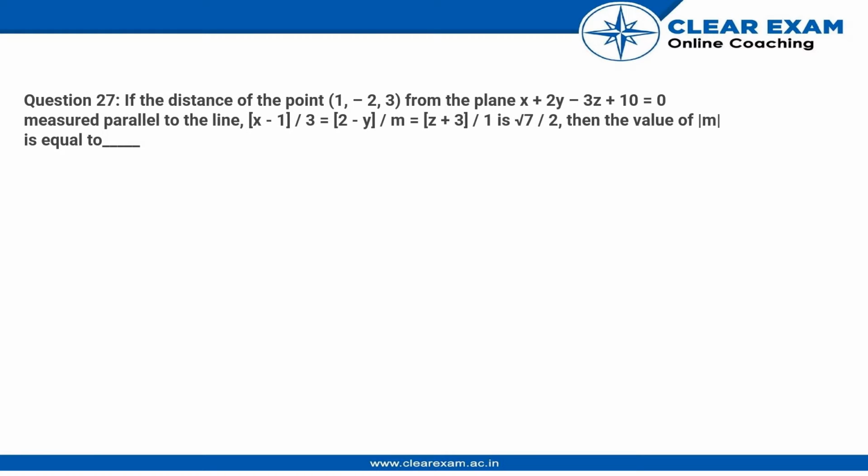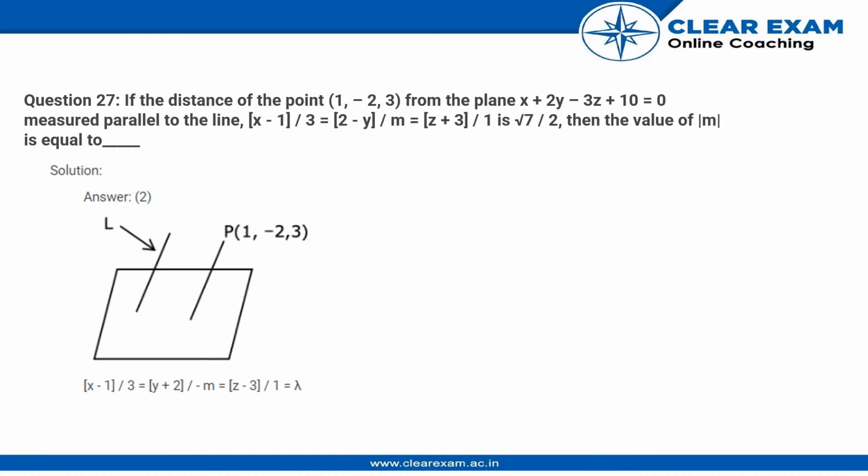Hey guys, here is a question. If the distance of the point (1, -2, 3) from the plane x + 2y - 3z + 10 = 0, measured parallel to the line (x-1)/3 = (2-y)/m = (z+3)/1, is root 7 by 2, then the value of |m| is.